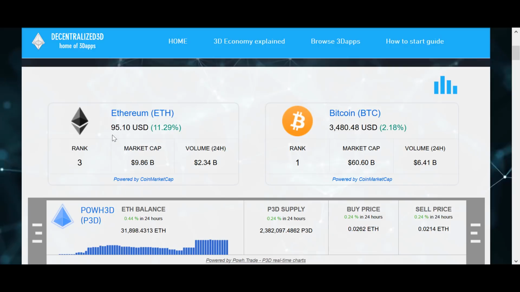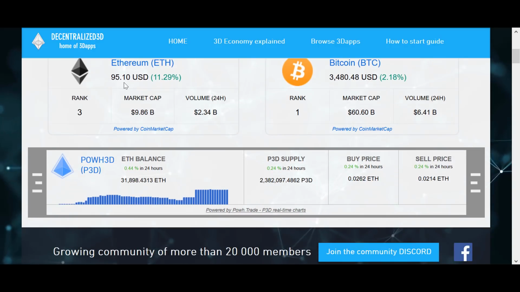Look at that, Ethereum's up $95. It was down to 85 yesterday.